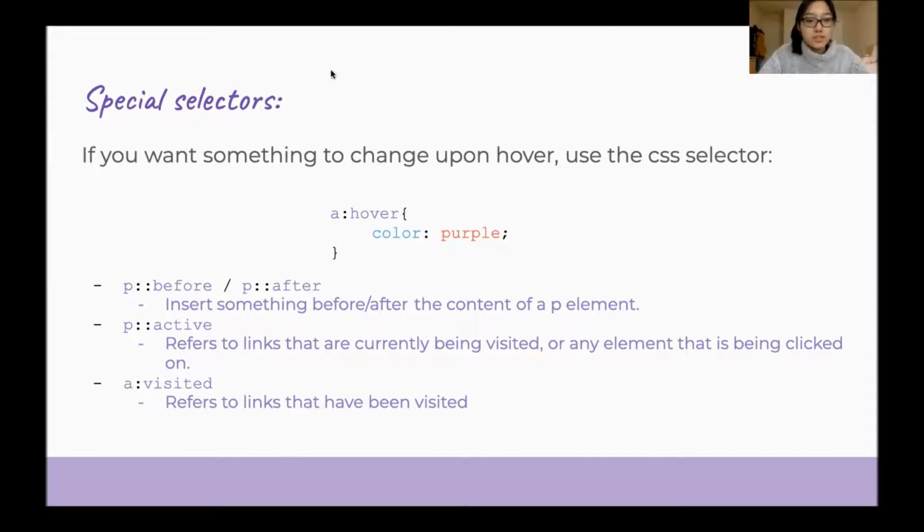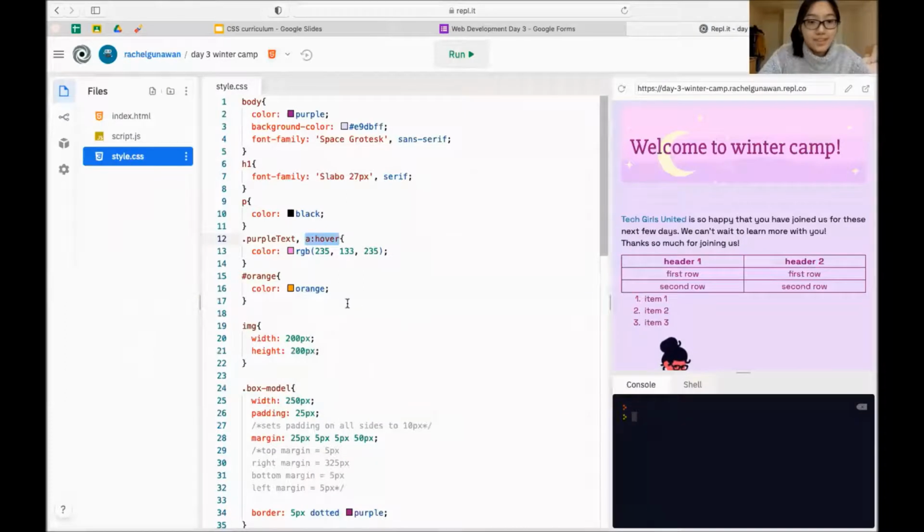So you can see in my REPL, I actually did one of them, or two of them. Let me show you what I did. Okay, so I did a hover, which will change the color of Tech United when you hover over it. And then I also did one for list item 1, item 2, item 3, and I made a star appear next to it anytime you hover over it.